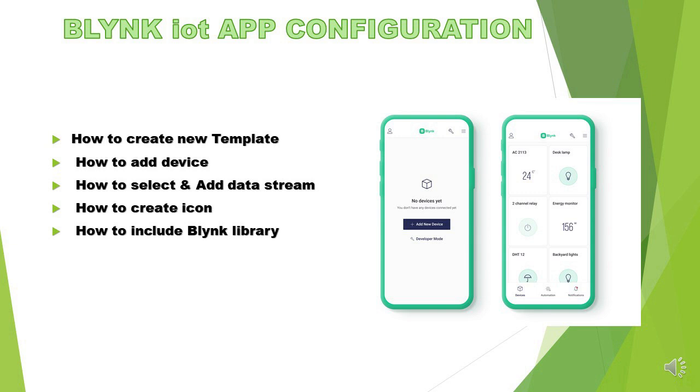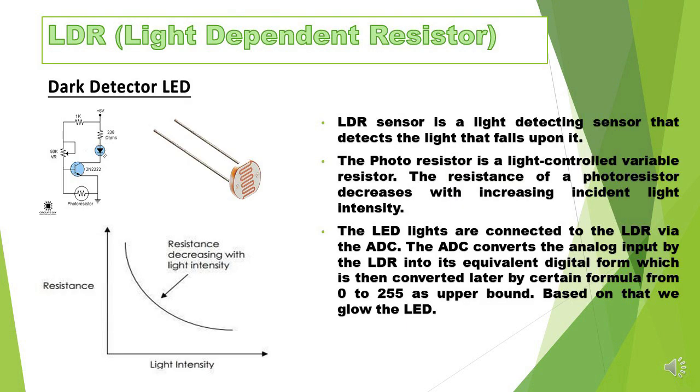And the next slide, LDR. What is LDR? LDR stands for light dependent resistor. It is a 2-pin device, and in this figure we can see the resistance versus light intensity graph. As the light intensity increases, the resistance across the LDR decreases. So the LDR sensor is a light detecting sensor that detects the light that falls upon it. The photoresistor is a light controlled variable resistor. The resistance of a photoresistor decreases with increasing incident light intensity.